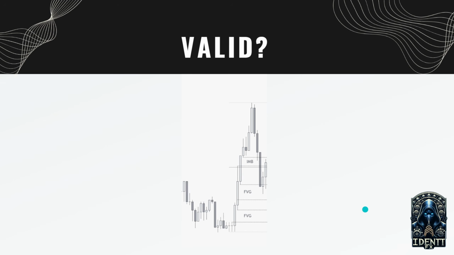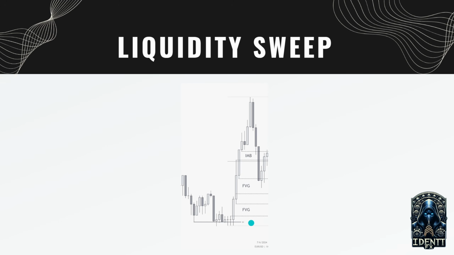Now we have to ask ourselves, what makes a fair value gap valid? The first thing we need to have is a sweep of liquidity. Yes, that's very important. It's not just important in the ICT space, but in everything that I teach as well. In the institutional trading space, liquidity purchases are super important. Here, for example, we have a nice liquidity sweep, meaning that these fair value gaps right here are valid.